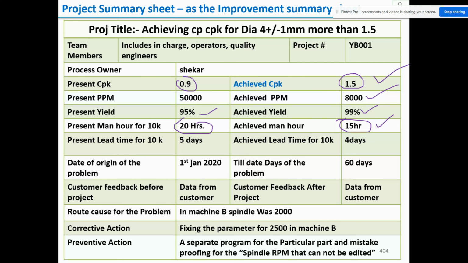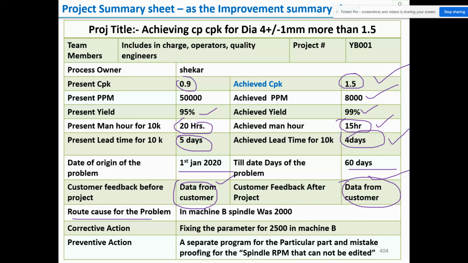Present lead time for 10k is 5 days. So they were utilizing 5 days to ship 10k. Now they're able to ship within 4 days. Why? Because of rejection. They were reworking it, and there was scrap, so they were not able to meet the requirement. Then the date of origin is the same. Then customer feedback, before the project and after the project, we can take and put it here.